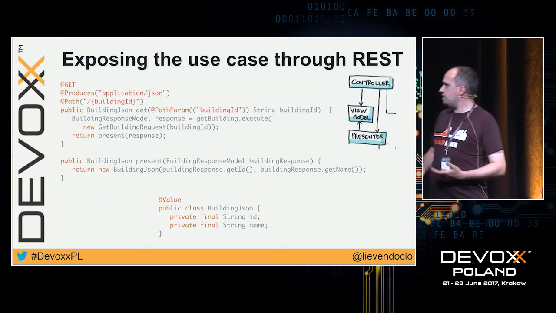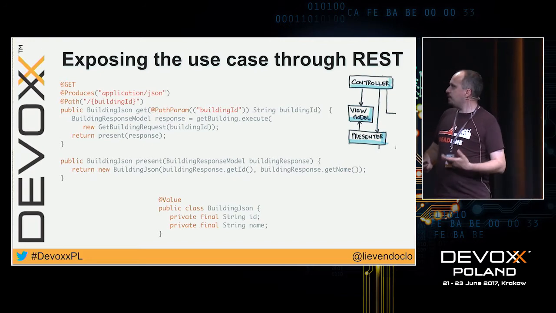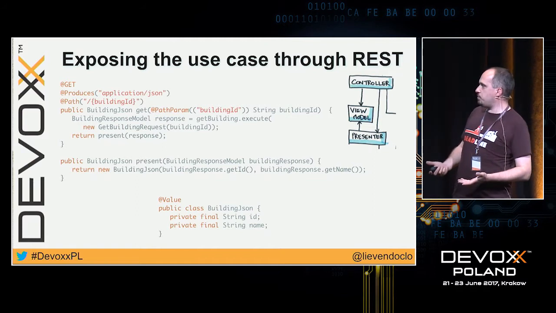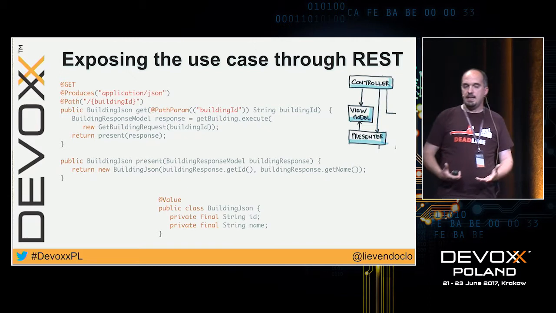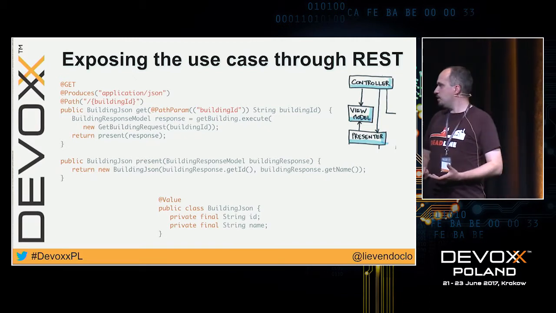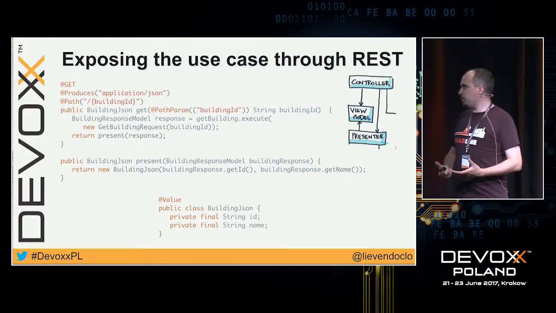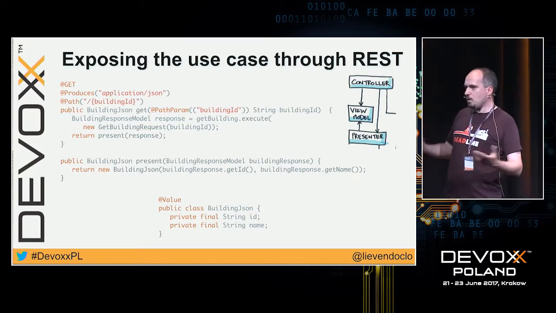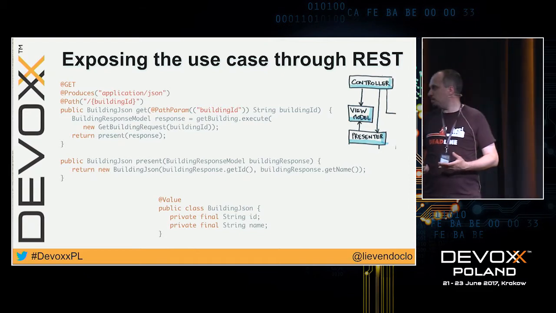Same thing with the get. I'm using the use case for the get building. I'm getting a request inside of it, and I'm using a presenter to transform my response model, which comes out of my API layer, into a JSON structure, which actually looks the same, but for decoupling reasons, it's sometimes nice to have those separate. For example, if you want to use a certain formatting of a date, you can put that into the building JSON.